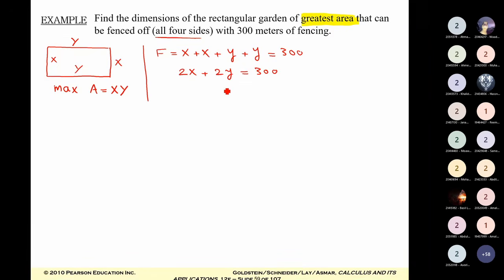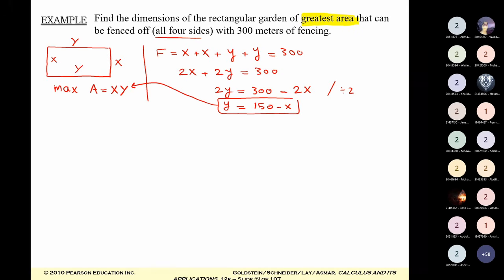Now we can obtain 2y equals 300 minus 2x. By dividing by 2, we can conclude the value of y equals 150 minus x. This is the value of y that we need to substitute in the area function, for which we need to find the maximum.